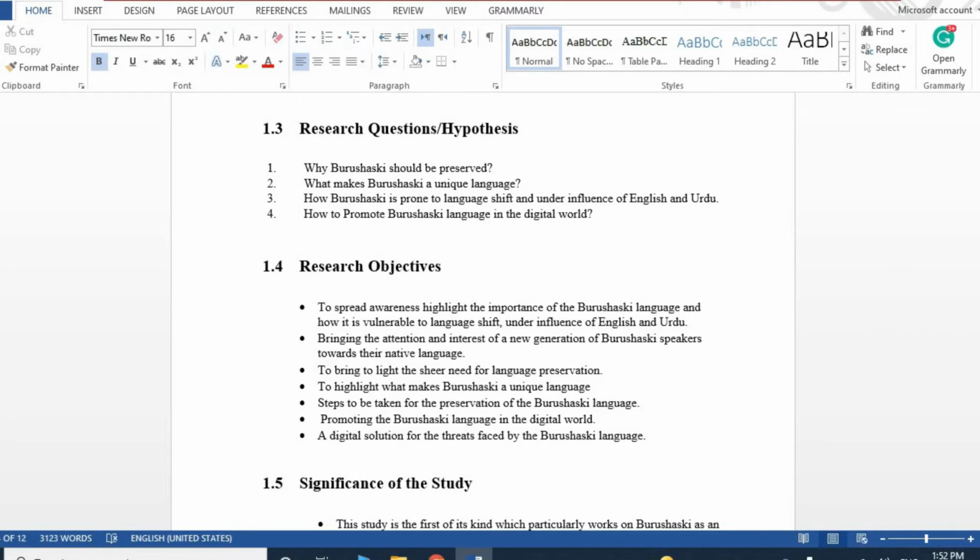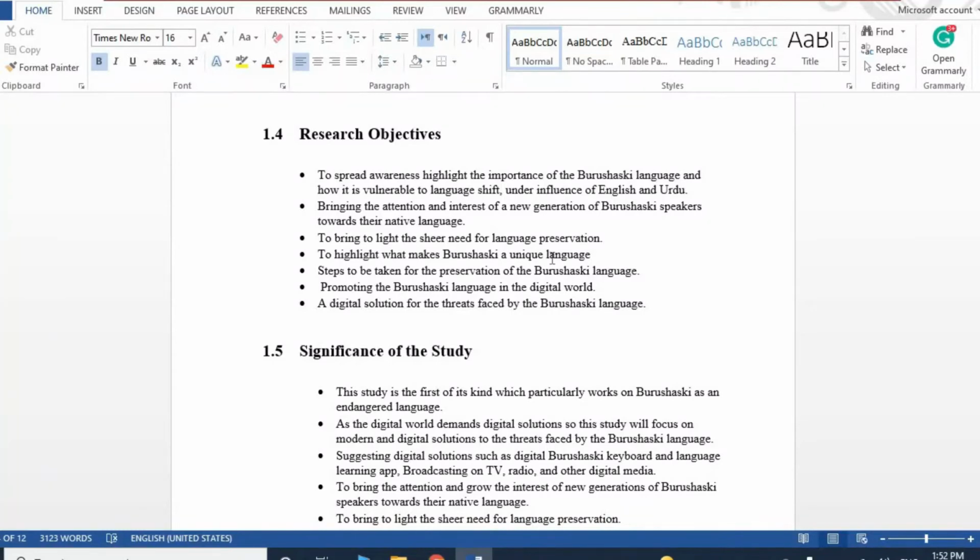And then come the research objectives. What are the objectives of my research? What do I want to do in this research? So these are my agendas, my goals, my objectives: to spread awareness, highlight the importance of the Burushaski language, right, and bring the attention and interest of the new generation towards their native language, to bring light to a shared need for language preservation, to highlight what makes Burushaski a unique language, and the steps to be taken for preservation of the Burushaski language and promoting Burushaski language in the digital world.